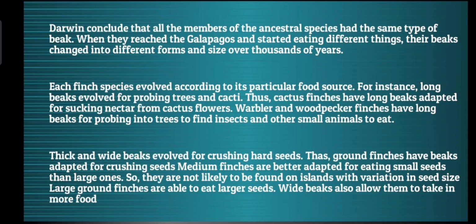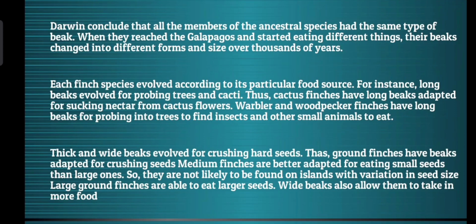Thick and wide beaks evolved for crushing hard seeds. Thus, ground finches have beaks adapted for crushing seeds. Medium finches are better adapted for eating small seeds than larger ones, so they are not likely to be found on islands with a variation in seed size. Large ground finches are able to eat larger seeds. Wide beaks also allow them to take in more food.